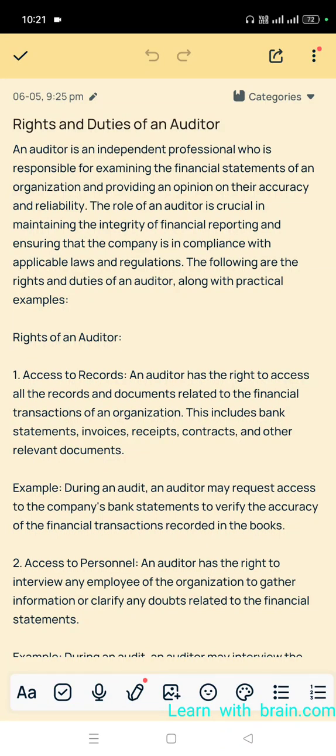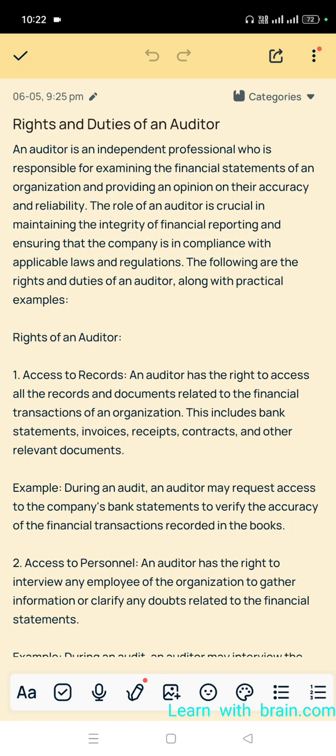Today we will discuss the rights and duties of an auditor. An auditor is an independent professional who is responsible for examining the financial statements of an organization and providing an opinion on their accuracy and reliability. Who is an auditor? An auditor is an independent professional.